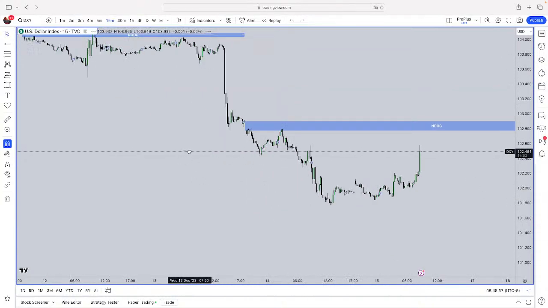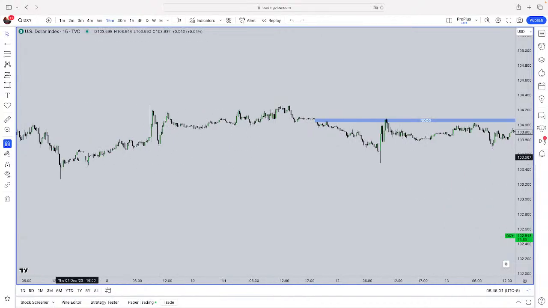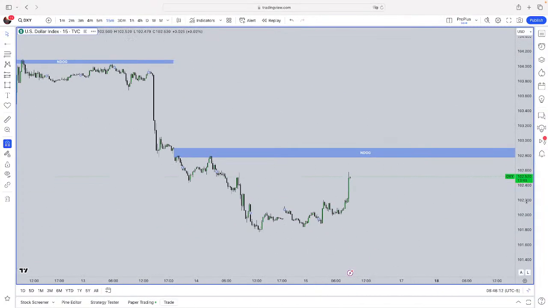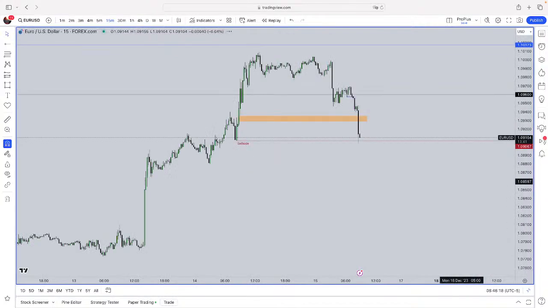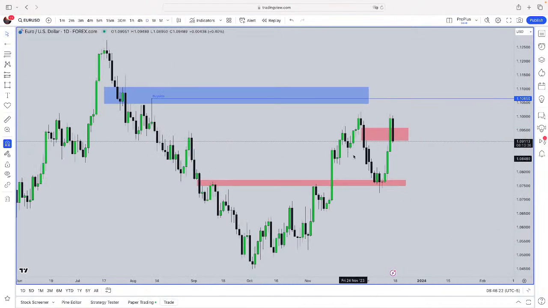There wasn't really a weekly opening gap this week. Where is it? It was like a small one over here, so it wasn't really a gap. If it's small like that, you can use the previous week's weekly opening gap, basically, as this week's. So yeah, we take a look at the higher time frame, Euro USD.